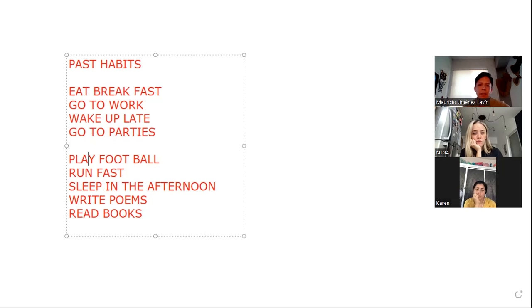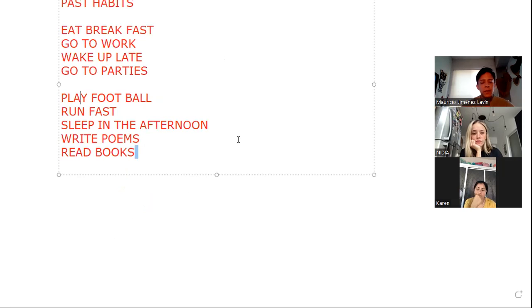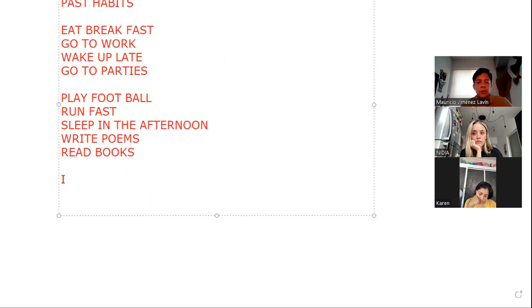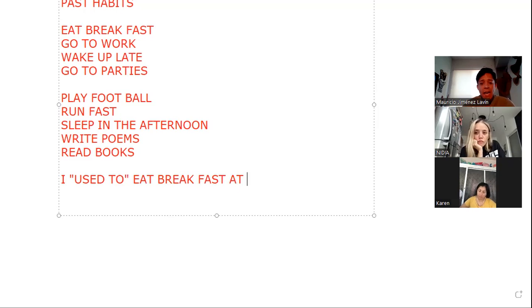When we use these habits, we are going to use something that we no longer use. So in this case, I'm going to use something every time I express these past habits. For example, I, or the person, you, he, depending on what you're saying, but in this case, we're talking about ourselves. I used to. We have to use used to. I used to eat breakfast at 8 a.m., for example.